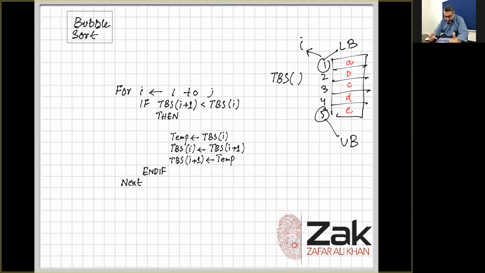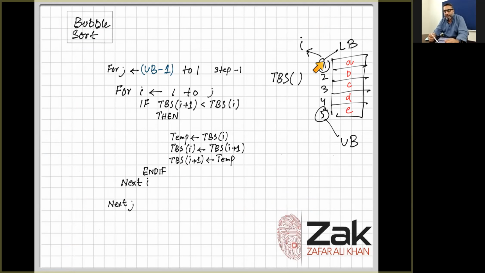Now we have to start from, as we know that when the first time the inner loop goes on, the largest value will come down. We start from the upper bound minus 1 to 1. When we go back, we have to put this loop this way, upper bound to 1, step minus 1. So we will go from 4 to 1.